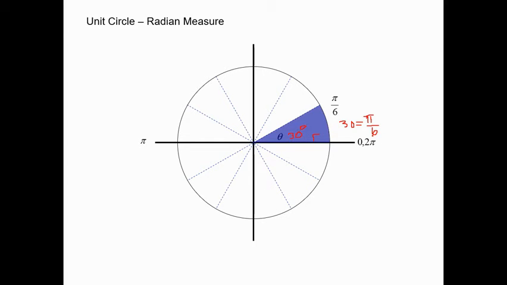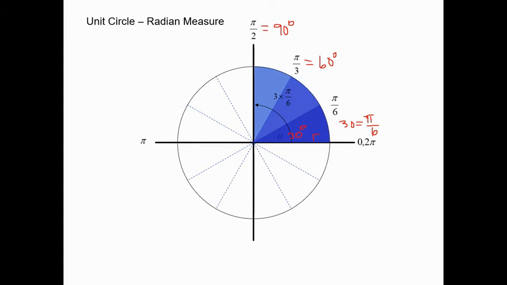If we move another 30 degrees, and now we have 2 of them, so we have 2 times pi over 6, notice that we can reduce that to pi over 3. If we go another 30 degrees, then we get 3 times pi over 6, which we reduce to pi over 2. And that's our first quadrant, which means pi over 2 is equal to 90 degrees, just like pi over 3 is equal to 60 degrees.